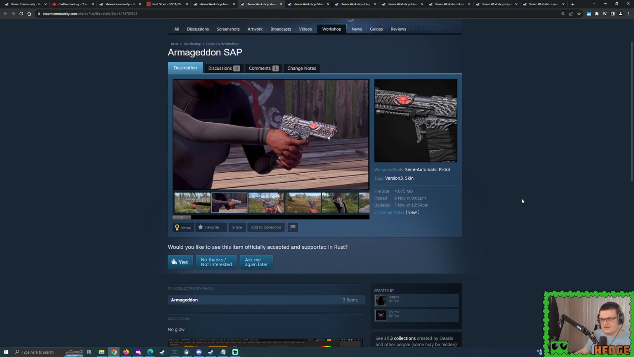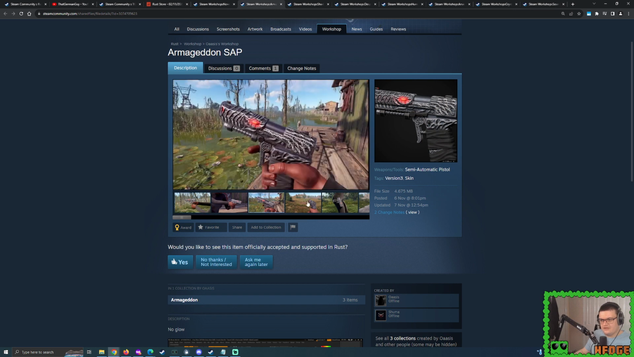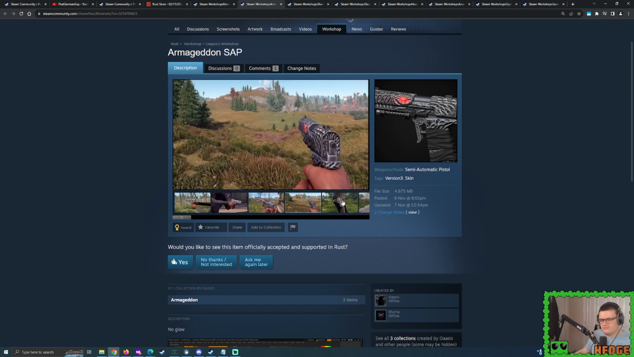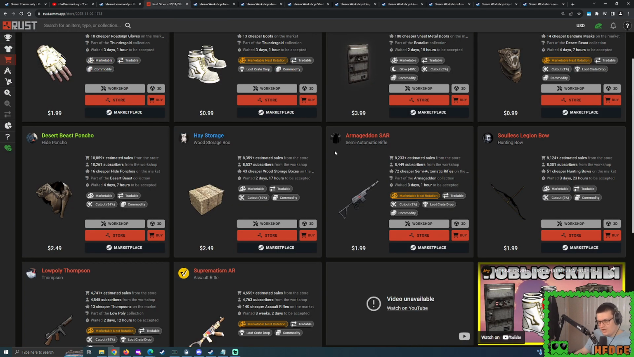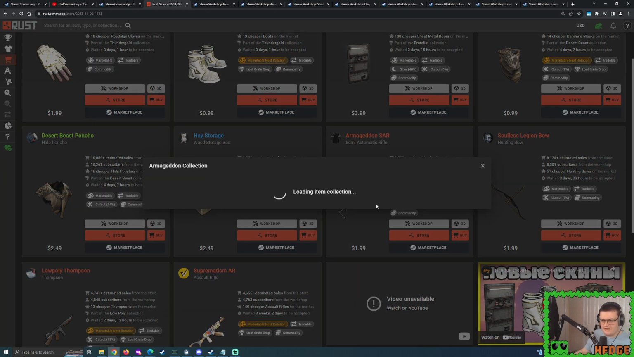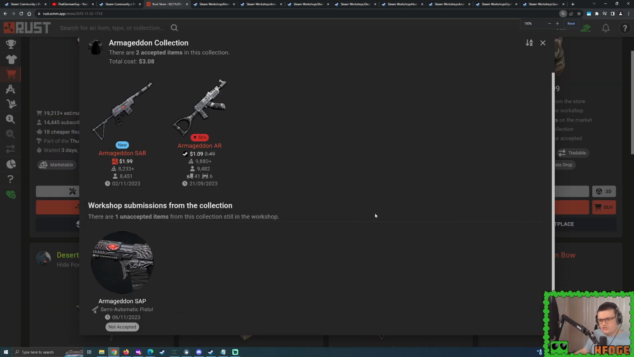Next up, we have the Armageddon SAP. This is a continuation of the SAR and the AK-47 skin that we've seen over the past month or so, so let's go take a look. Armageddon SAR right there. It's only done about 8,500 bare minimum sales. And if you look over here, you can see the AK-47, which isn't doing super great. That sold for $2.49 and now it's sitting just barely over $1. Awkward.